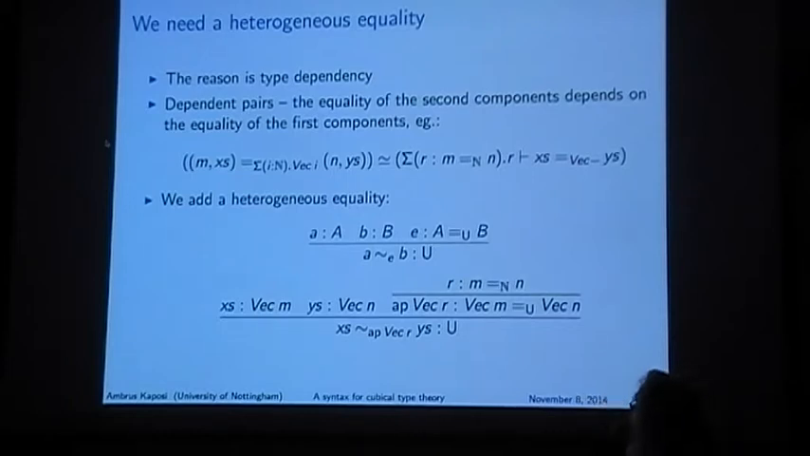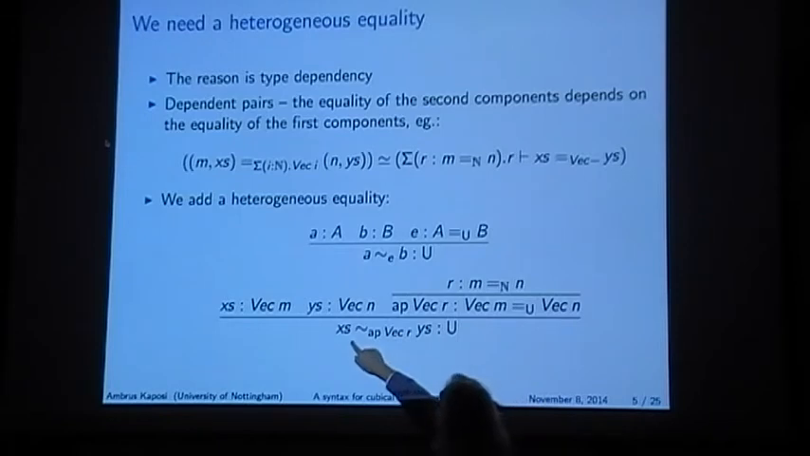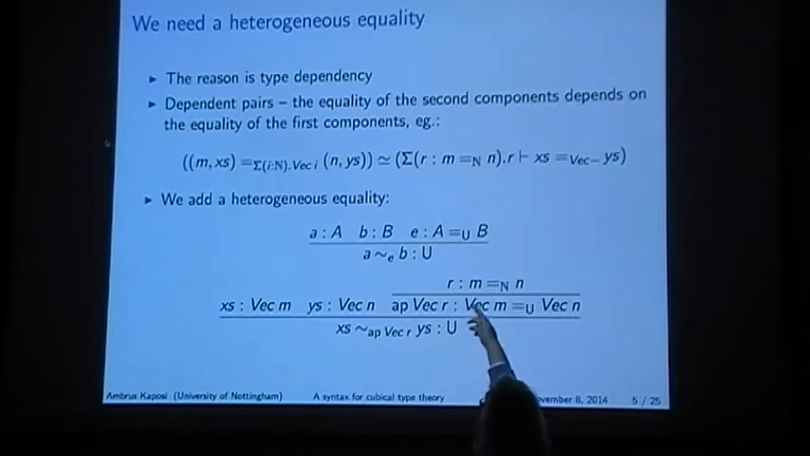So, to compare vectors of size m and size n, we use the assumption that m is equal to n, and hence down here we annotate this equality. This is a proof that the elements of these two types are actually propositionally equal again.